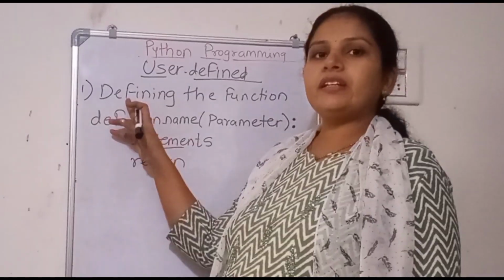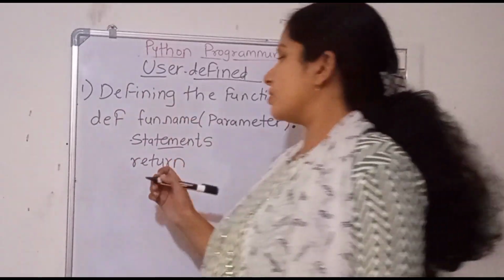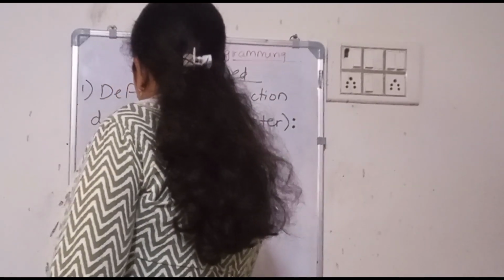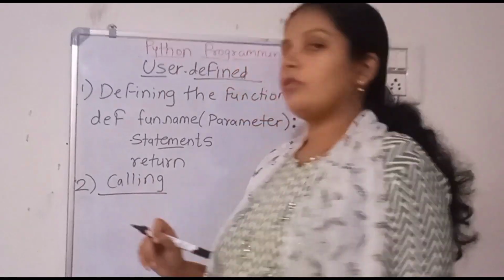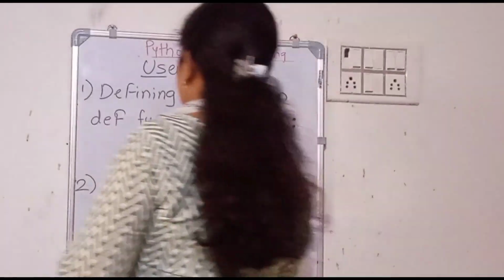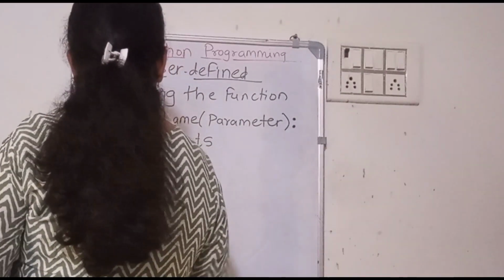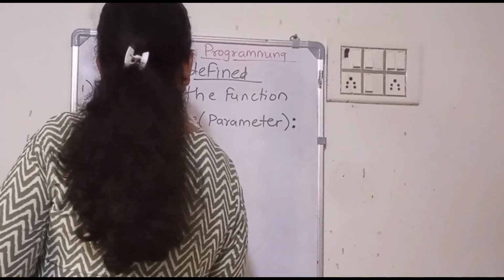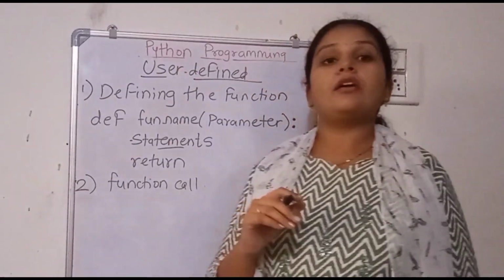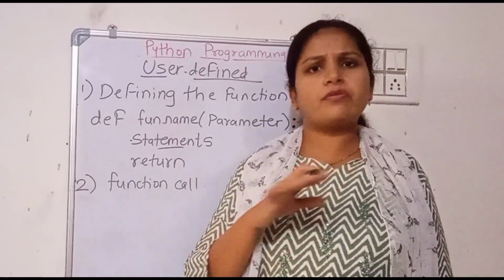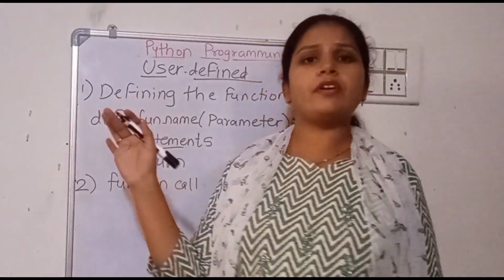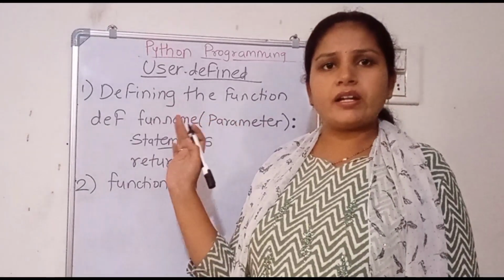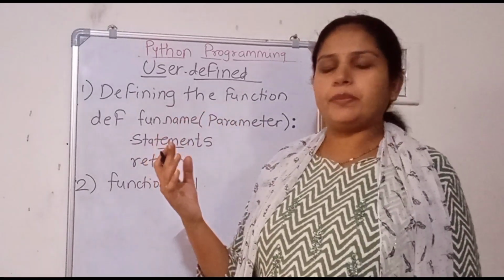Now after defining the function, the second process is the calling. You need to call the function. Calling function, or we can write it like function call. Function call. Now how to call the function? It's very simple. You are just calling the function by its name only, with certain parameters if they are required, and the function will be called.